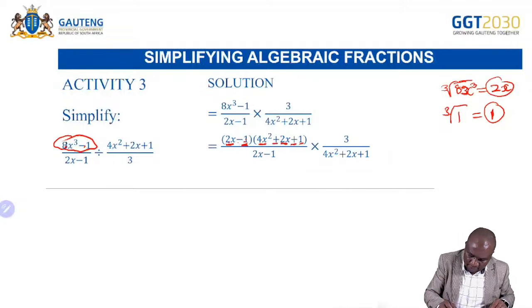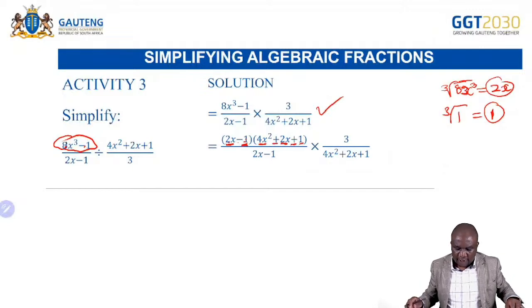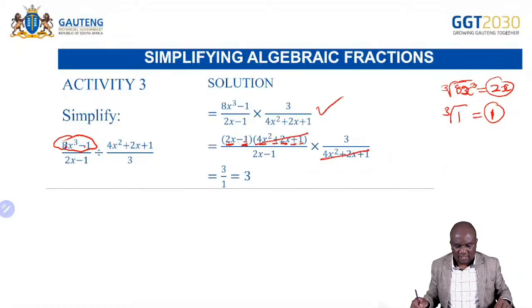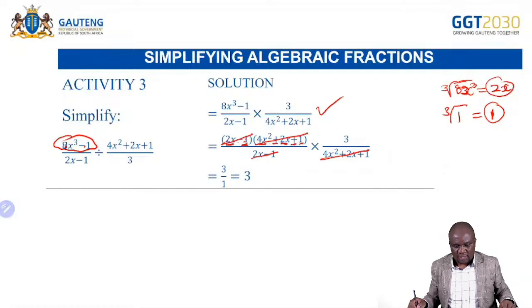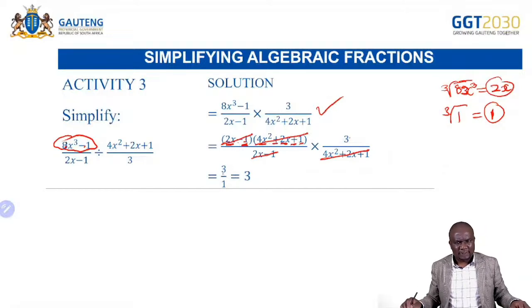The first step, remember, that we did here was to factorize the top and the bottom. I forgot to tell you that. And then if you check now, what is the answer? This bracket and this bracket are the same thing. That gives us 1. Then 2x minus 1 divided by 2x minus 1, that is 1. And then we just remain with 3 over 1, which is equal to 3.